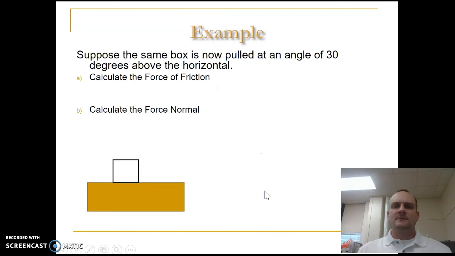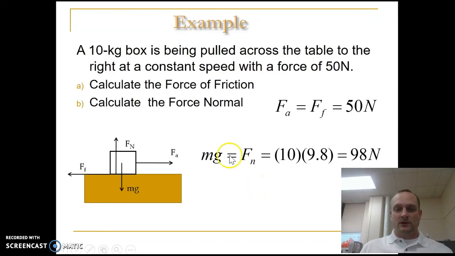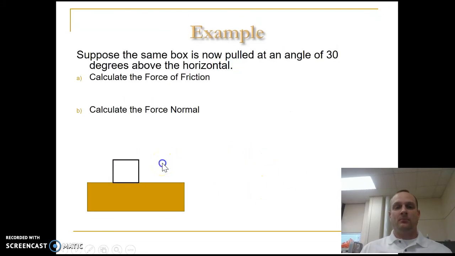Now let's say I have the same box, but now I'm pulling at an angle of 30 degrees above the horizontal. So I'm not pulling to the right anymore, but now I'm pulling up at an angle. My first force I'm always going to label is going to be mg. It's sitting on a surface again, right? So perpendicular to the surface, I have the normal force. But now I've got this force at an angle. This is my applied force, right? And that's going to be acting at a 30-degree angle. And then I also have the force of friction pulling back the other way.